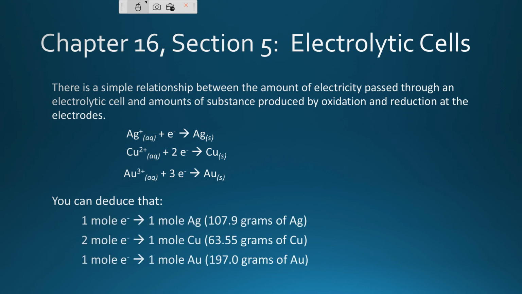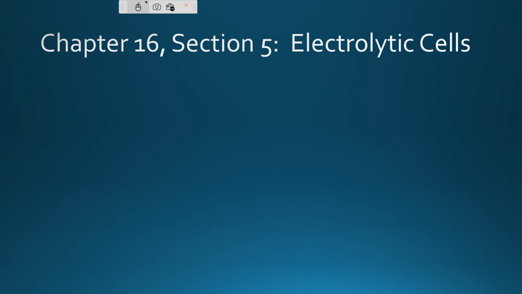And since we can do that with the amount of a substance, we can say that 1 mole of electrons will force 1 mole of silver. So this is just basic stoichiometry. 2 moles of electrons will make 1 mole of copper, and 3 moles of electrons will give us 1 mole of gold. And then we can figure out our masses. Okay, so this is what we're doing with the concept of electroplating. We're going to be actually depositing amounts and basically just doing stoichiometry with it.